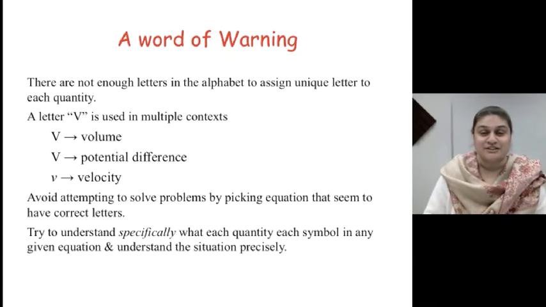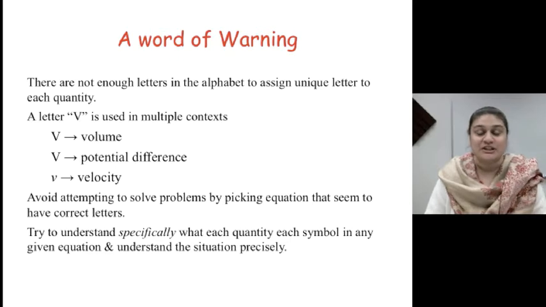Now before we proceed any further, I have a word of warning for you. There are not enough letters in the alphabet to assign a unique letter to each quantity that we will encounter. For example, the letter V is used in multiple contexts. V is used for volume. V is also used for potential difference. V is also used for velocity. So avoid attempting to solve problems by picking an equation just because it seems to have the correct letters. Try to understand specifically what each symbol means when you are talking about an equation, and understand your given situation precisely. If you take things out of context, you will run into trouble.